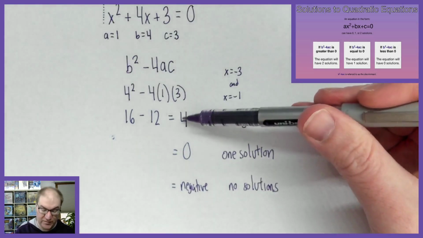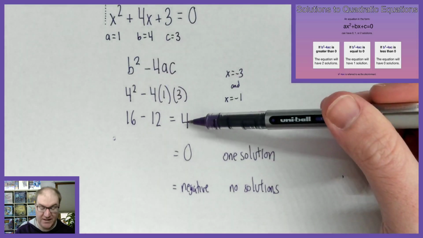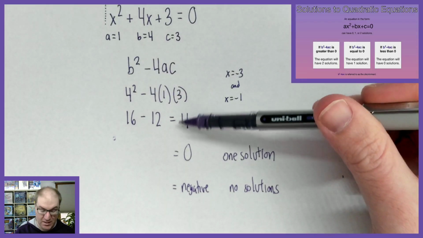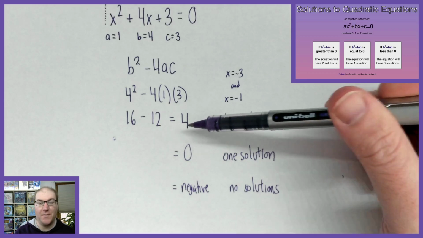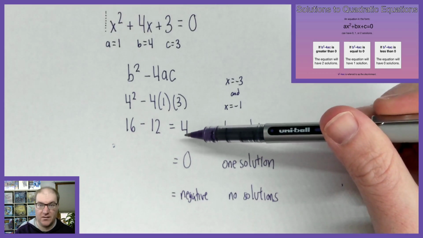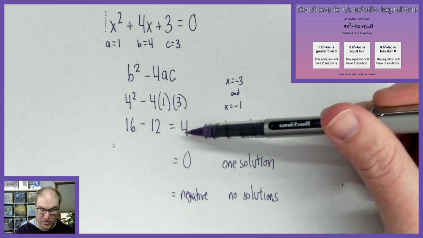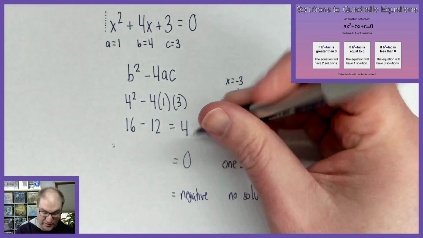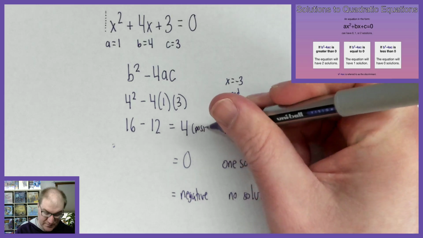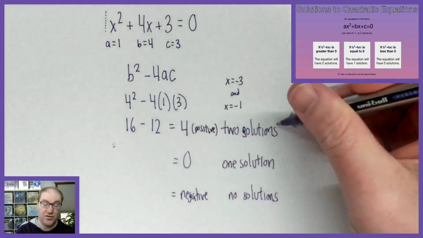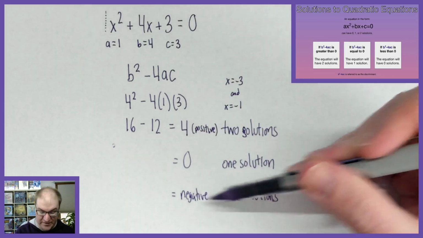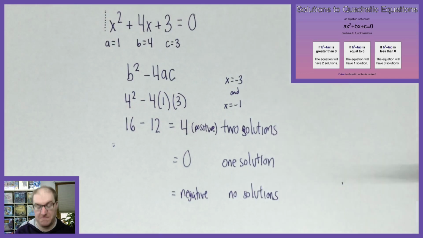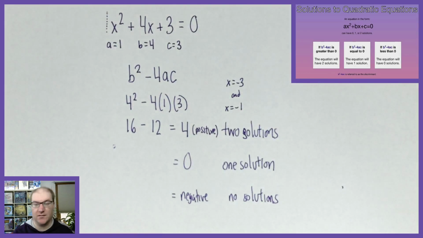Again, this formula does not give us the answer, and it doesn't even tell us directly how many answers the equation has. You just use the number to determine how many solutions it has. If it's anything positive, it'll have 2 solutions. If it's anything negative, it'll have no solutions. And if it's 0, it'll have 1 solution.